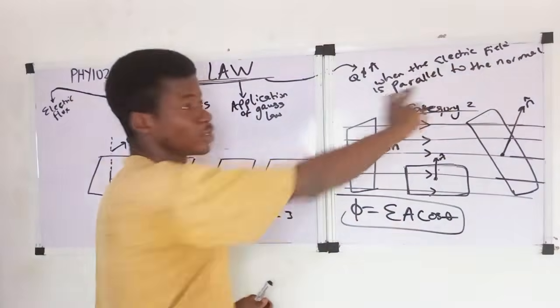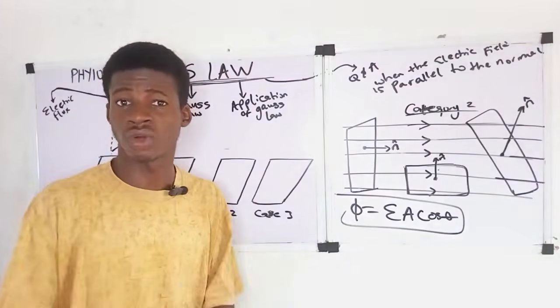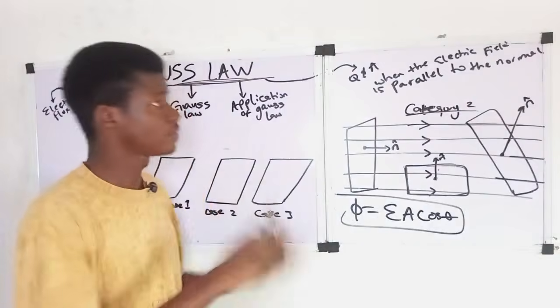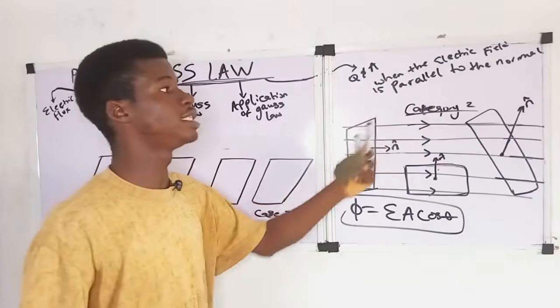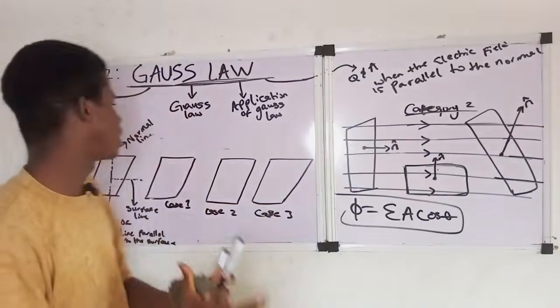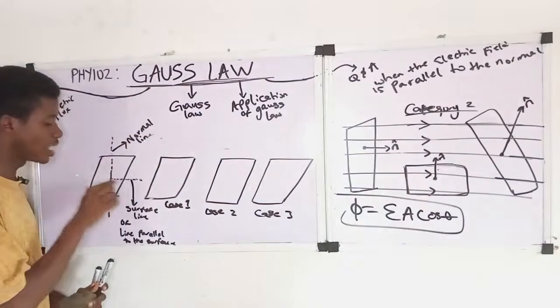When the electric field is parallel to the normal, what will be the electric flux? Will it be maximum or will it be minimum? This is case one. When the electric field is parallel to the normal, that is the normal line, right? This is the normal line, while this one is the surface.